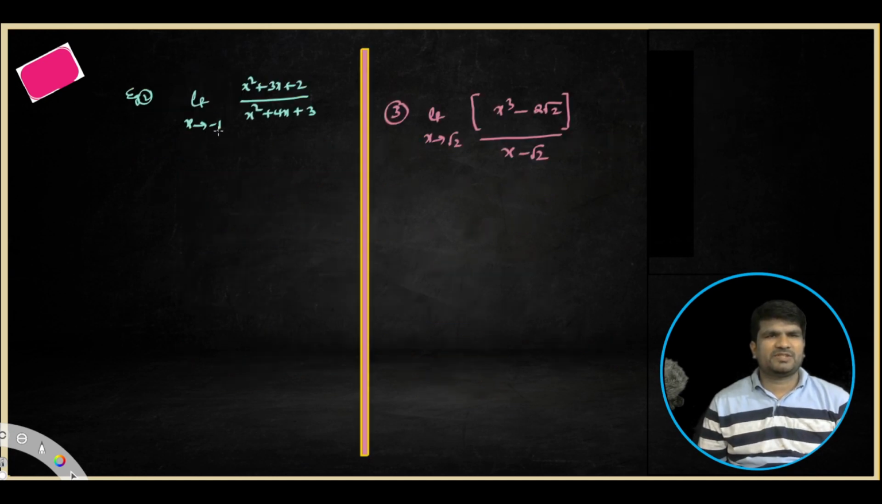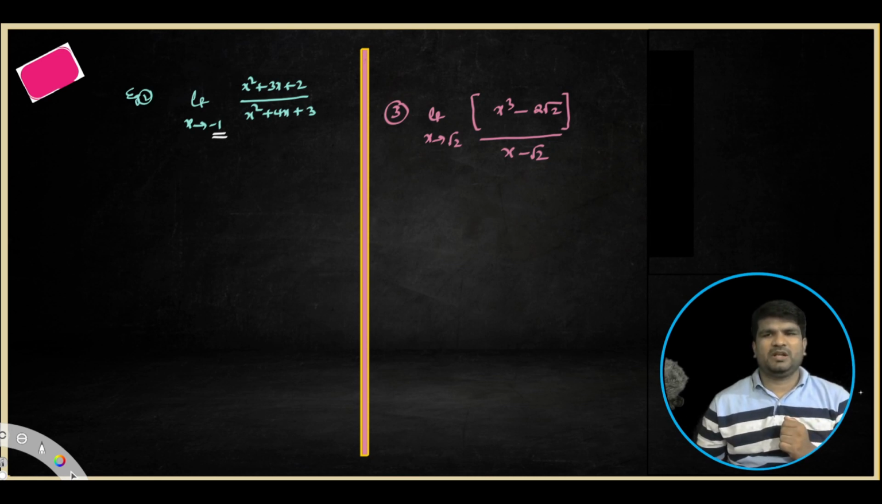Now limit x tends to minus 1, x square plus 3x plus 2 divided by x square plus 4x plus 3. Here also if you put x equals minus 1 in the numerator as well as in the denominator, you are getting 0 by 0. Whenever you are getting 0 by 0, take the common factor and cancel it. Otherwise differentiate the numerator as well as denominator. Now I am using L'Hospital rule.